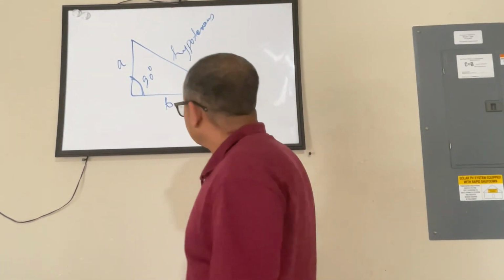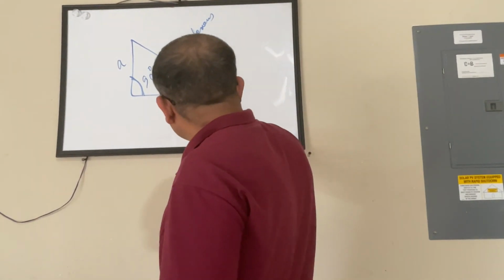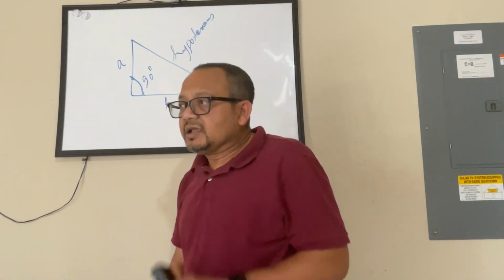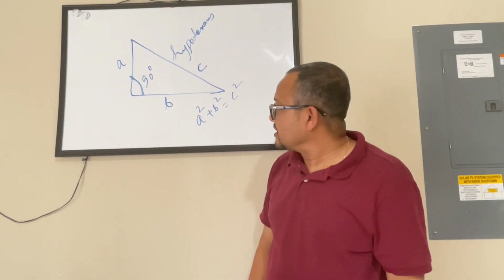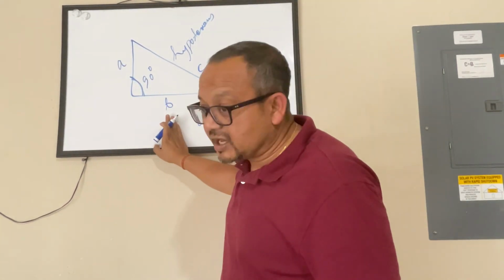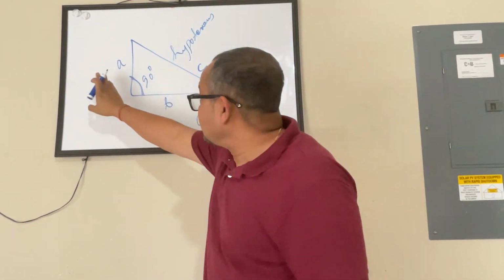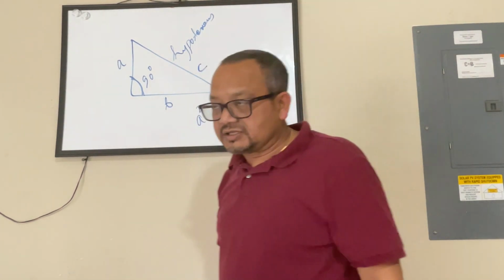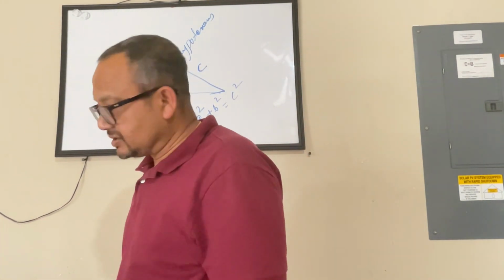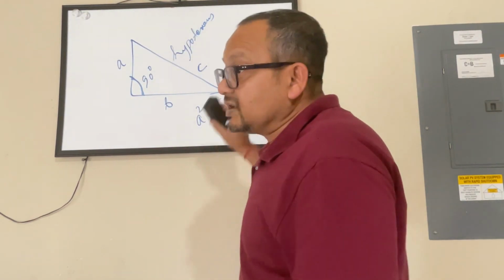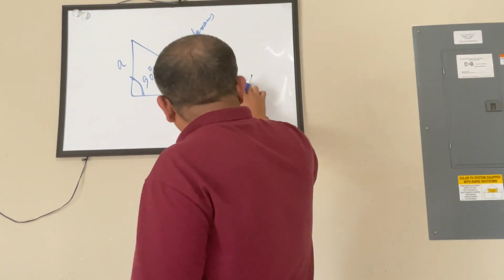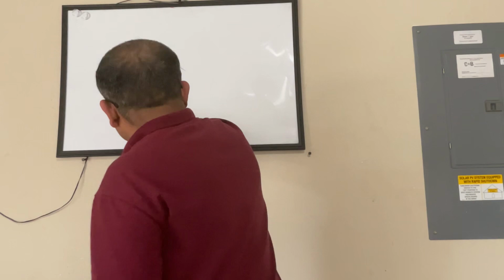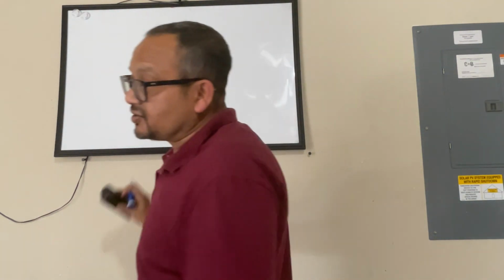As per the Pythagorean theorem, let's say this is C. It says a square plus b square equals c square. In layman's terms, I can say the sum of the squares of the two sides making the 90 degree is equal to the square of the longest side of the right triangle. Now, this is a formula that was given by the mathematician named Pythagoras. That's why it is called the Pythagorean theorem.